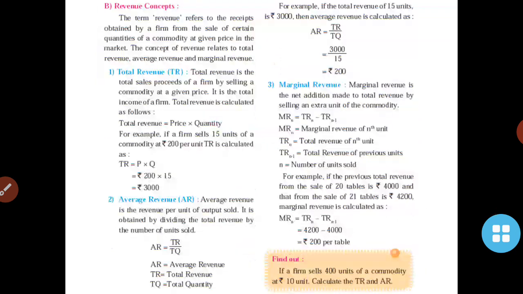Now the next is the revenue concept. The term revenue refers to the receipts obtained by the firm from the sale of certain quantities of a commodity at a given price in the market. The concept of revenue relates to total revenue, average revenue and marginal revenue. Here the price level in the market depends on the product price.